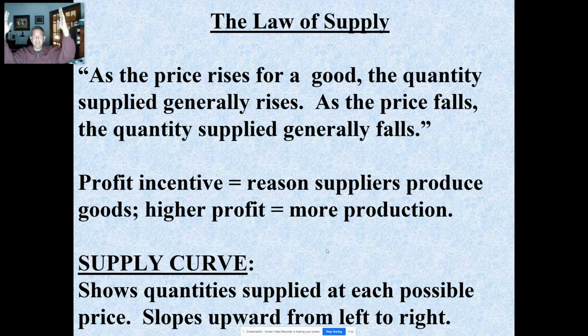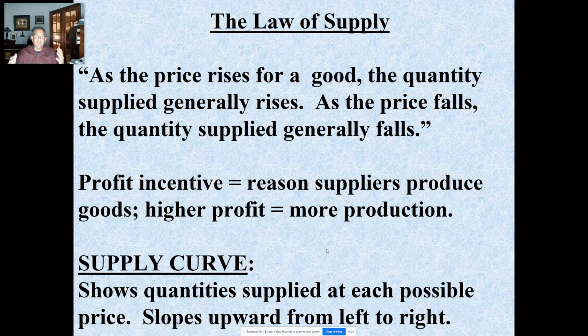Why? Because of profit. If you can sell a pickup truck for $100,000, you're going to make a lot of those because you're probably not going to have to spend that much to make that pickup truck. And so Ford will have a much higher profit. And when prices are very low, you're going to have a lower profit margin. You'll make less money. And so that dictates the law of supply.